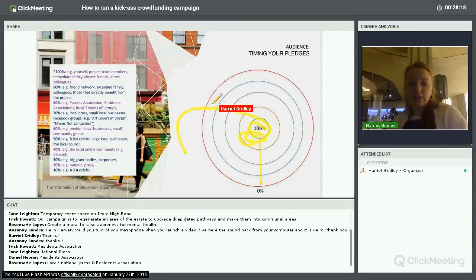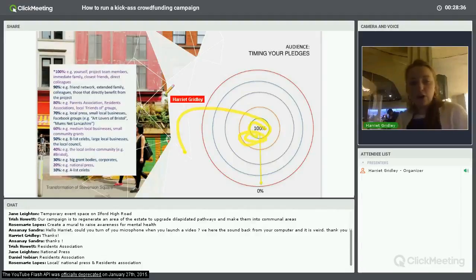So the first person that is going to pledge is the person that is 100% likely to back your campaign, and that is yourself. You and your closest friends and family are 100% likely to pledge to your campaign, and therefore you should be the first people.